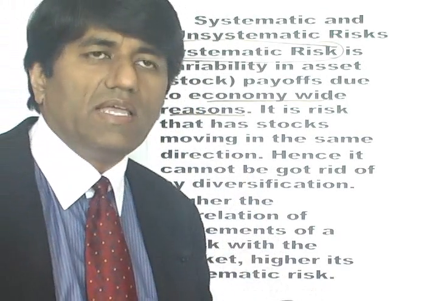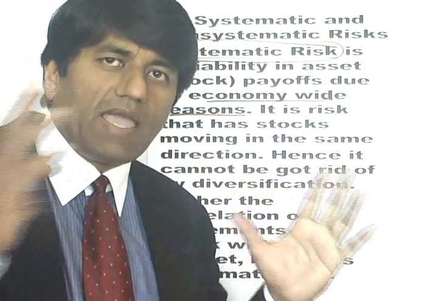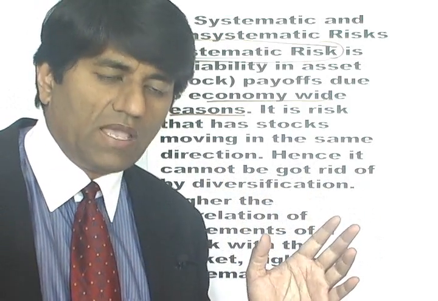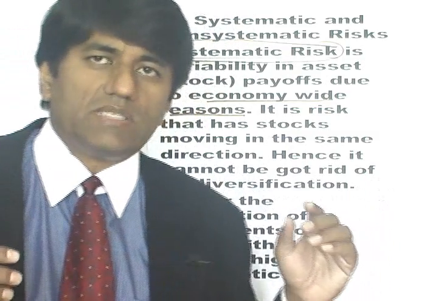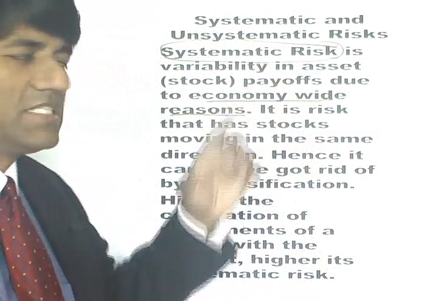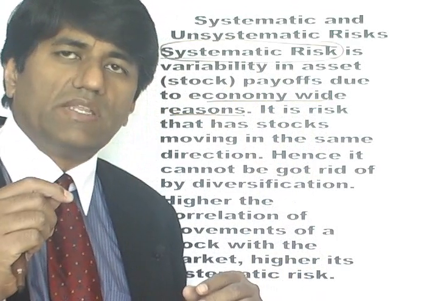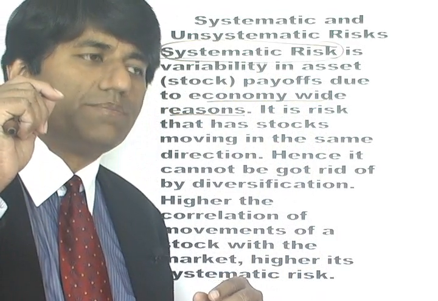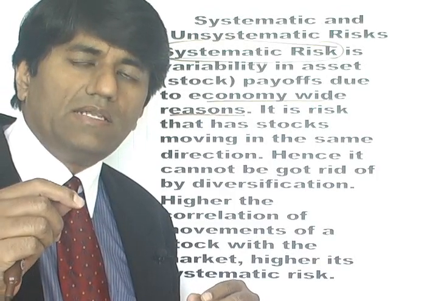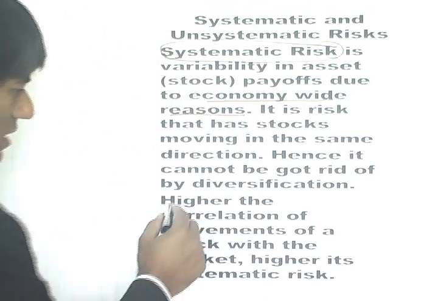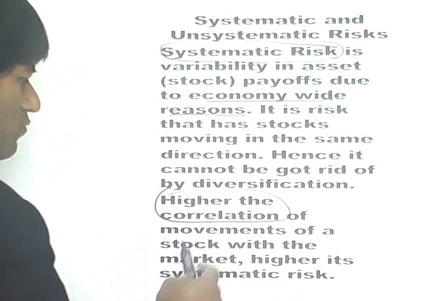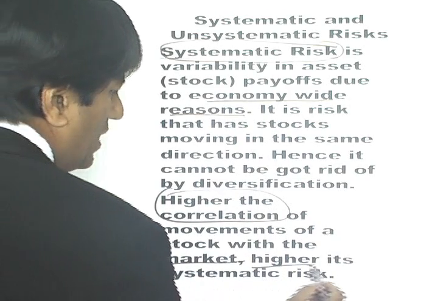However, the reason behind these moves is the economy-wide reason. And this is going to lead to a correlation of an individual asset with the entire market, with how the entire market is doing. The entire market moves due to economy-wide reasons. It does not move due to how one particular stock does. And the systematic risk part of a stock's riskiness is going to make it correlated with the moves of the entire market. And so the higher the correlation of movements of the stock with the market, the higher is its systematic risk.